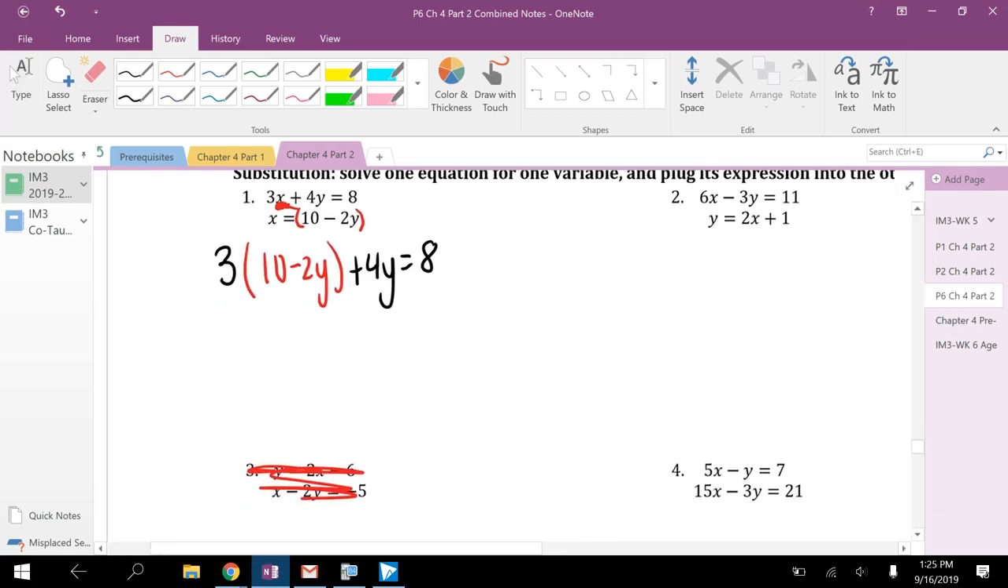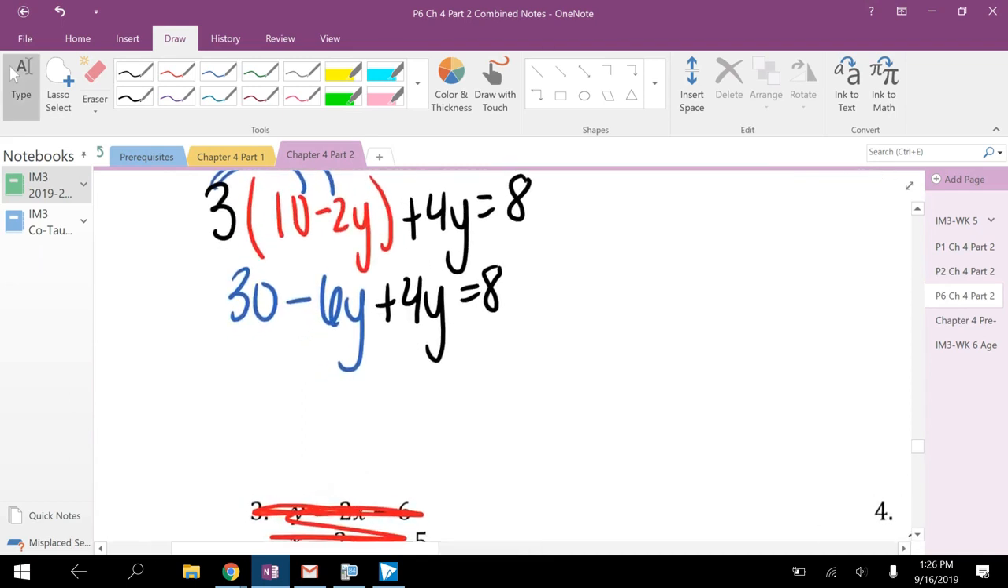Step 2, solve for that variable. So we're going to solve for y now. Okay, so we're going to distribute. What's 3 times 10? 30, and then 3 times negative 2y. Good, negative 6y. In black, nothing has changed. Everything in black is staying the same. Are we okay there? Again, we're just solving. You guys are good at solving. I've seen your solving skills in the beginning of the school year, and you did a really good job with it, so keep going with it.